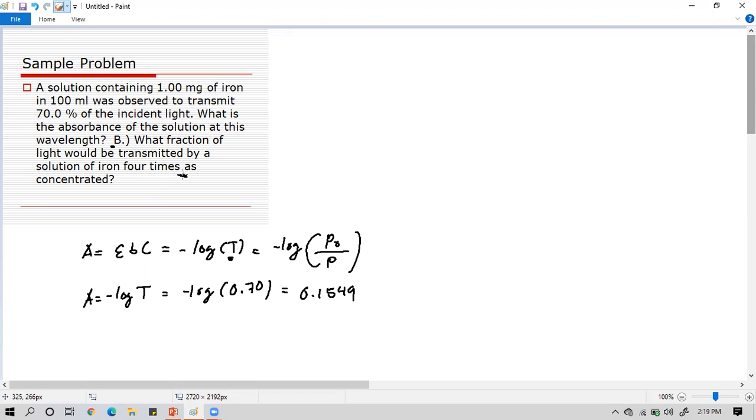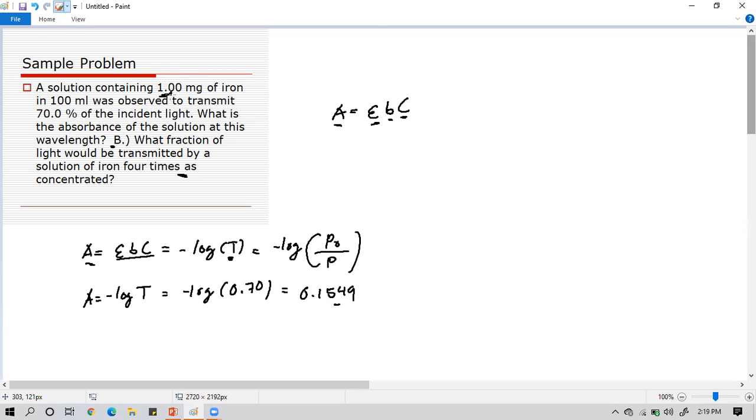And then letter B: what fraction of light would be transmitted by a solution of iron 4 times as concentrated? So what light would be transmitted if the concentration is 4 times? Here the concentration comes in, A equals EBC. We have A, B, and C, so the missing variable is the molar absorptivity. But how do we calculate the molar absorptivity? The absorbance is given, and B is 1 centimeter.